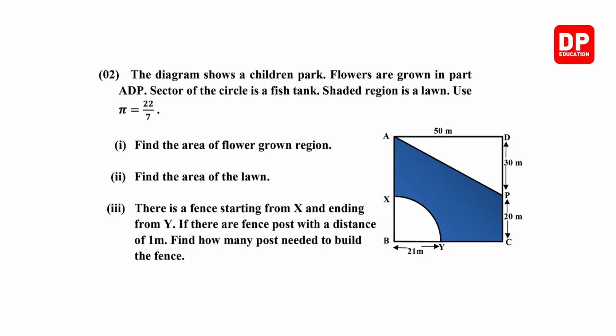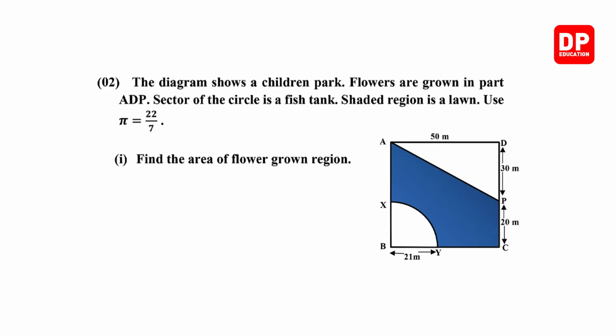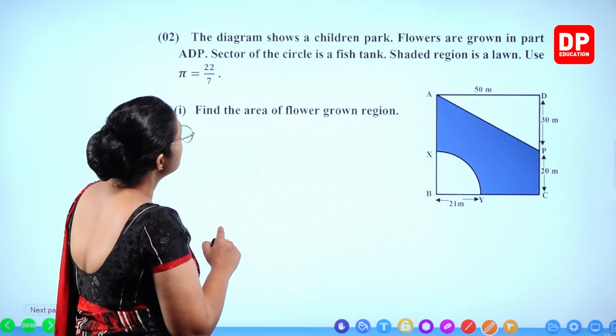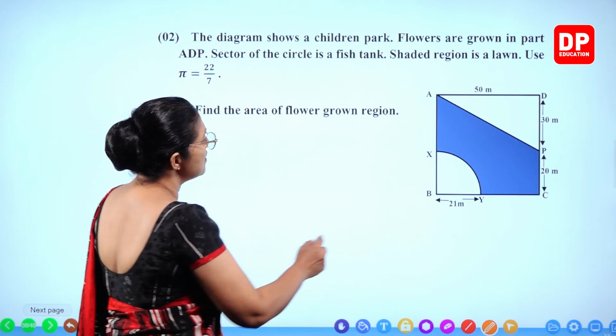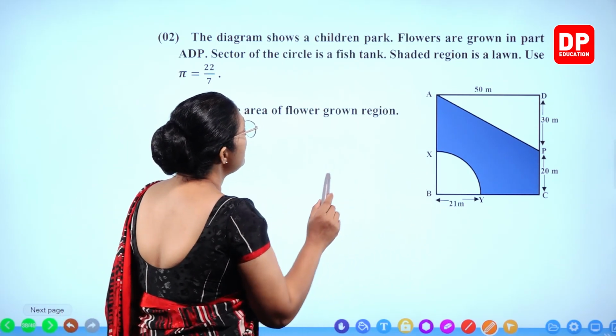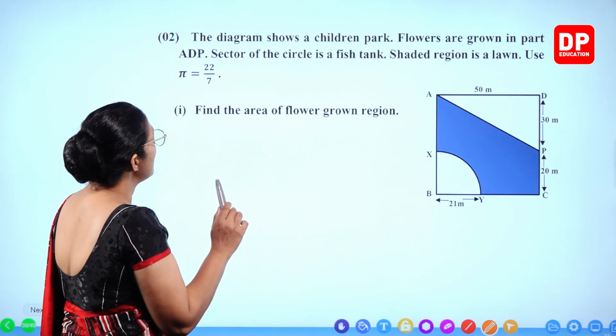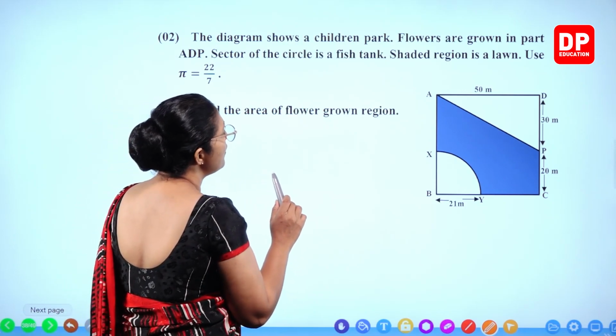Let's do question number 2. This is about area. The diagram shows a children park. Flowers are grown in the part ADP. Sector of the circle is a fish tank. This is a fish tank. Shaded region is the lawn. Use pi as 22/7. Find the area of the flower grown region.